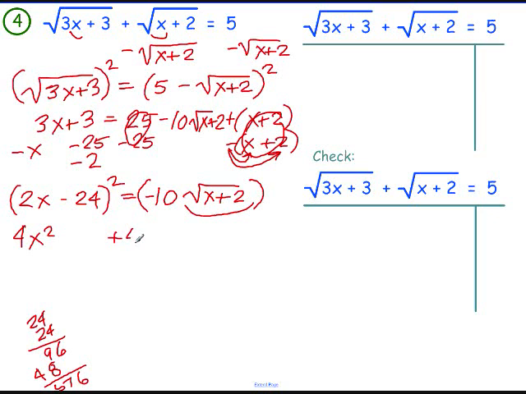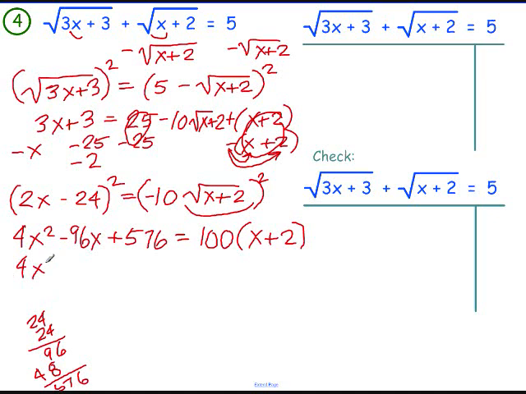Okay, plus 576, and I'm going to have a middle term here of 2x times negative 24, or negative 48x twice, which would be negative 96x, equals, when I square a negative 10, what's going to happen to it? Negative 10 times negative 10, I'm going to have 100. And oops, I should have a square there. And when I square this, I'll have x plus 2.